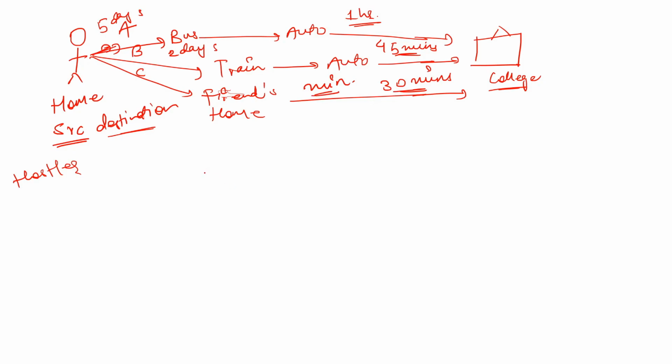So now whenever you are about to decide how to travel from your home to your college, based on your past experiences you'll know that the minimum time is taken in approach C, and that is why you'll take approach C to go to college. So this is the way humans learn from their past experiences.